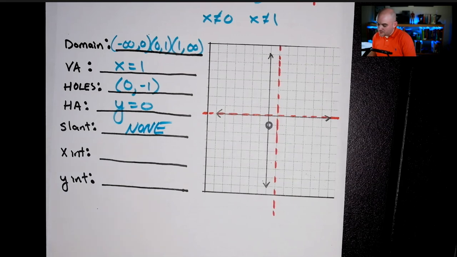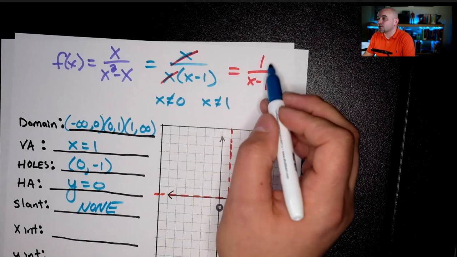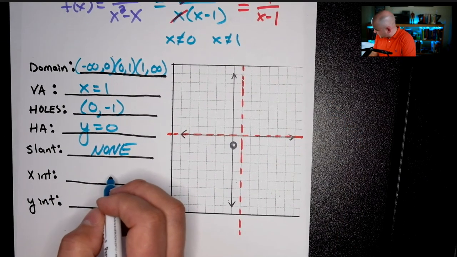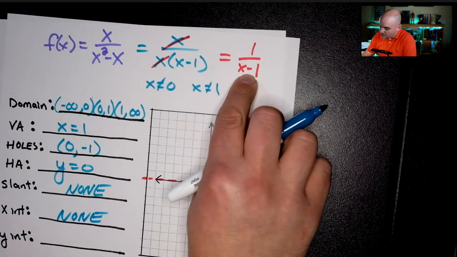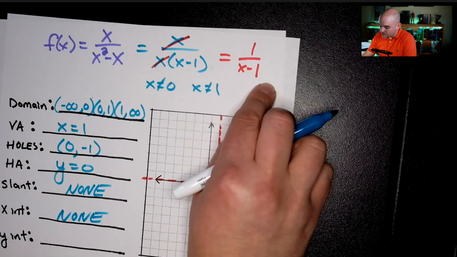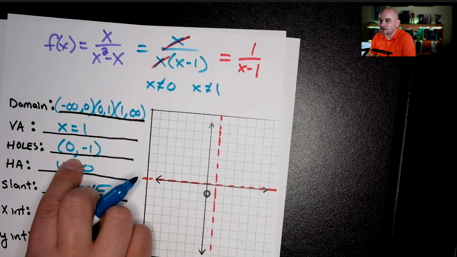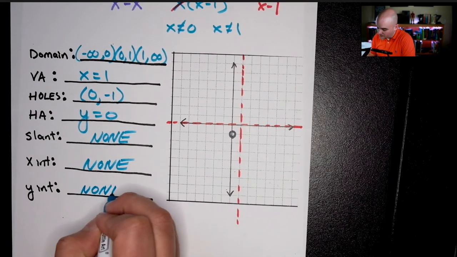And let's see, there can't be a slant because we have a horizontal asymptote, so none right here. The x-intercept happens when y is equal to 0. The numerator can never equal 0, so y is never going to equal 0, and there is no x-intercept, so none right there. And if I put 0 in for x, I do get a value of negative 1, but the problem is it's not part of the domain. In fact, that's where the hole is when x equals 0. So there is no y-intercept there.